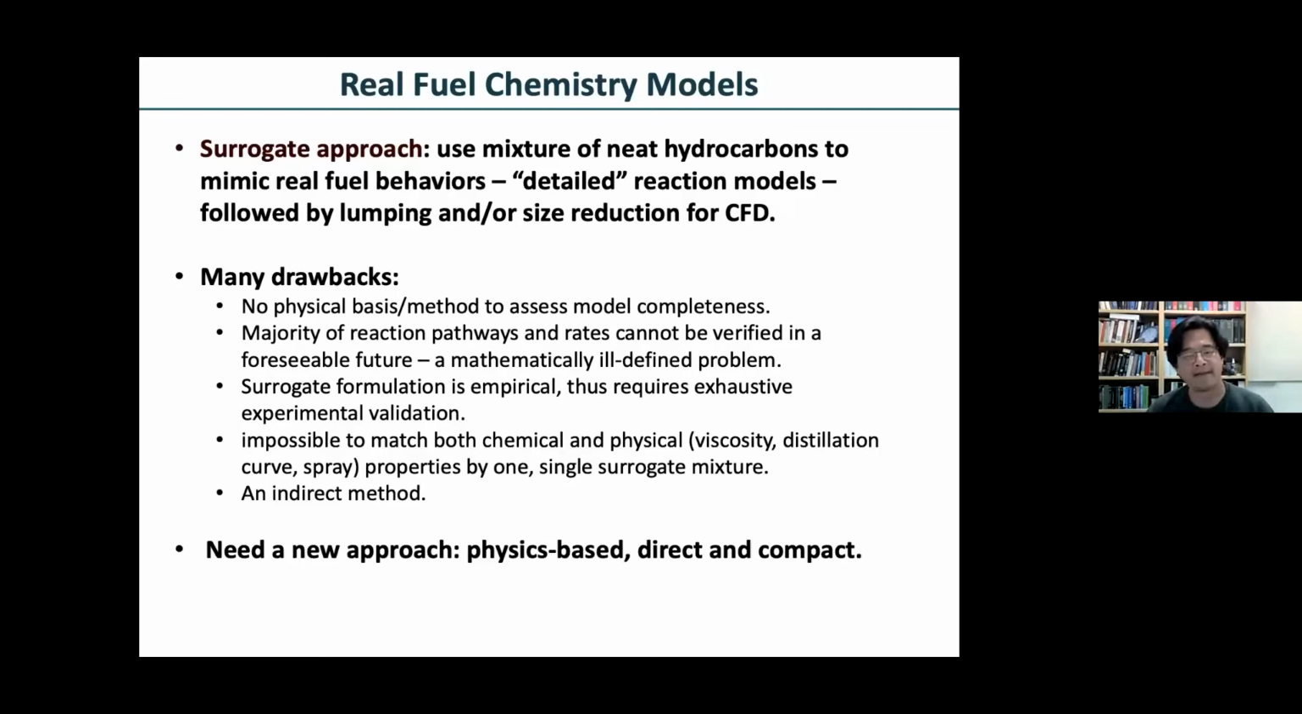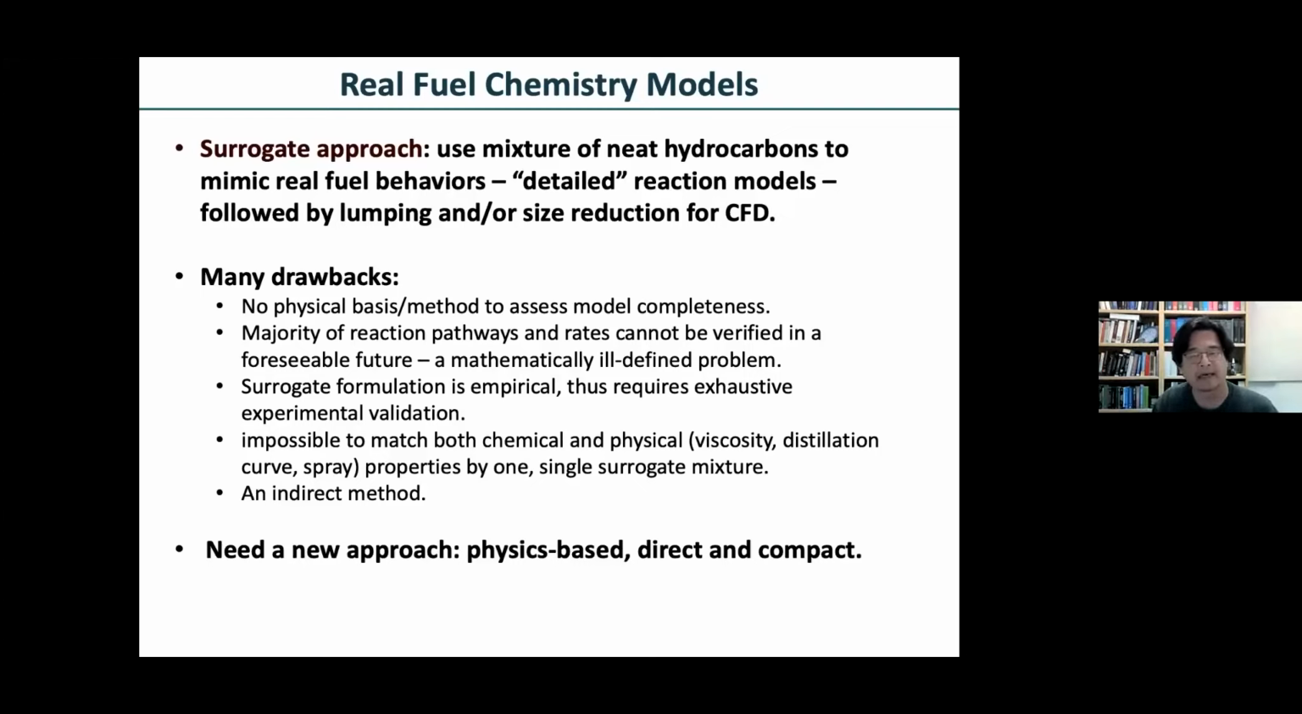Okay. Then, if you want to have a reaction model for real fuel, gasoline, jet fuel, you develop a surrogate. And a surrogate formulation is entirely empirical. So how good is it? If we assume those reaction models, because they are detailed and they are fundamental, when you apply them, you have to apply them empirically. Okay.